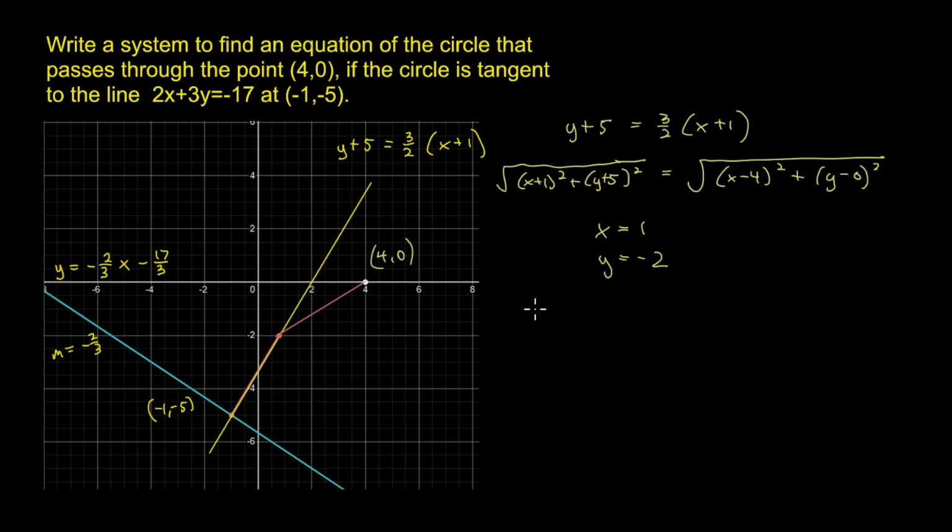Now let's find the radius. For the radius, you can use either point. We're going to use (4, 0). So we've got the square root of (4 - 1)² + (0 + 2)², which is the square root of 9 + 4, which is the square root of 13. So r = √13.